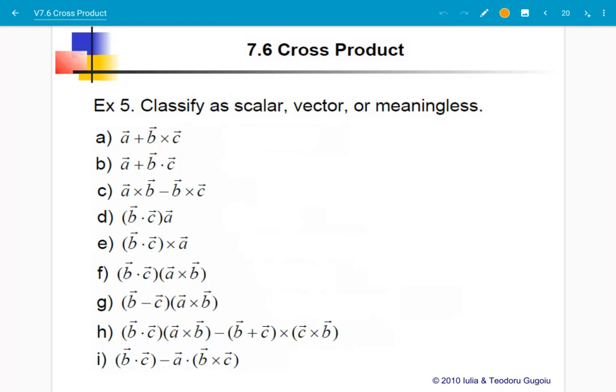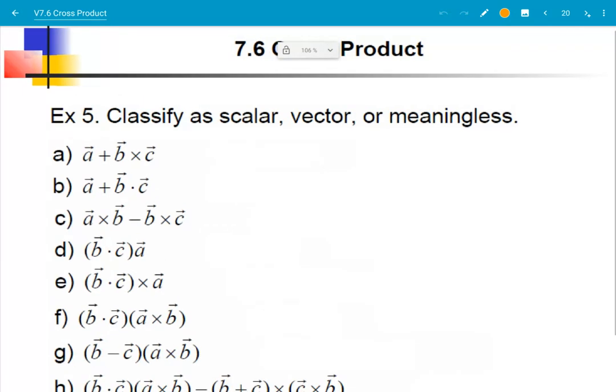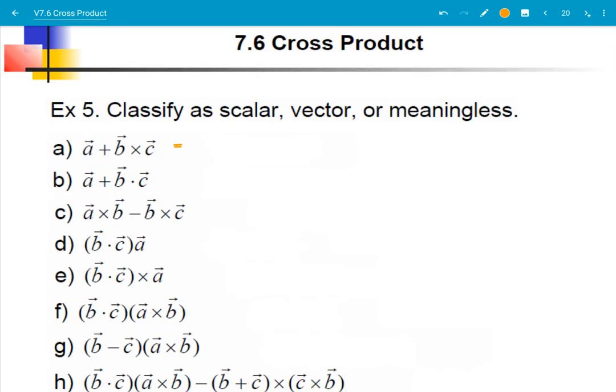We'll go through this taking a little bit of time. I'm going to start off and then I'll ask you to pause and then finish it. Okay. So this is a vector plus a cross product. What's the result of the cross product? A scalar or a vector? A vector. So can we add two vectors? Sure, we get a vector. So the answer to this is that it's a vector.